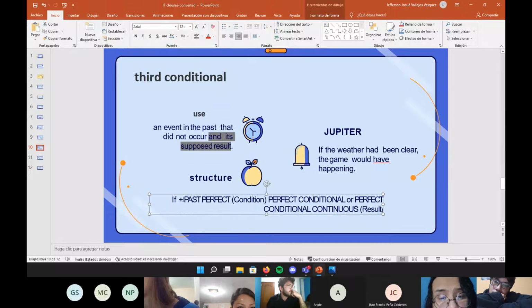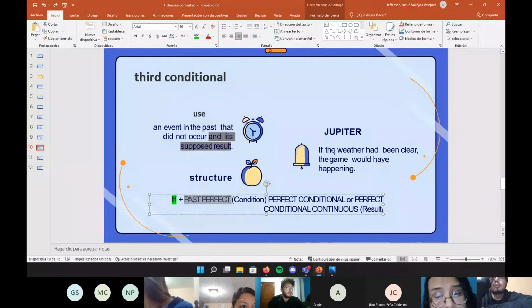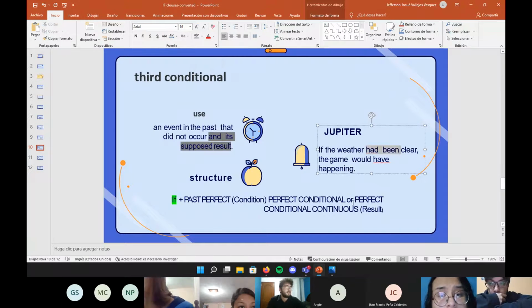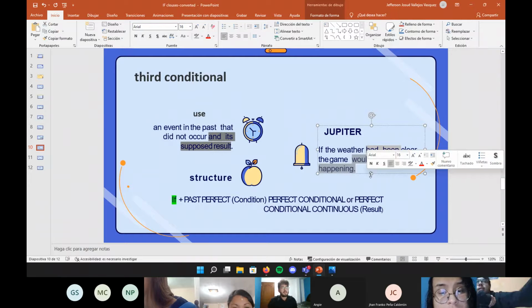We have the word if here, plus the past perfect in the condition. What is the structure of past perfect? We have here had been. We put this to make a sentence in past perfect. And the result, we put in perfect conditional or perfect conditional continuous. What is the perfect conditional? When we have would have happened. And perfect conditional continuous, would have been happening.